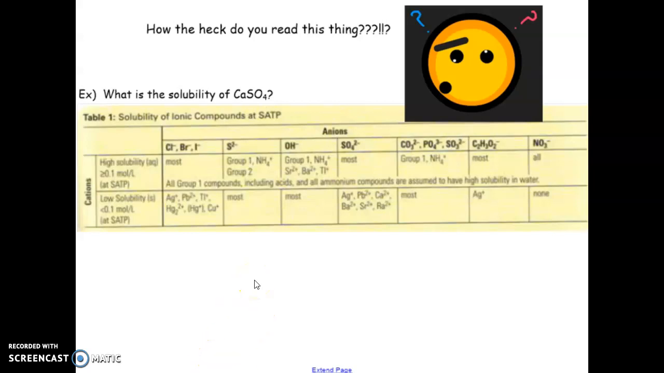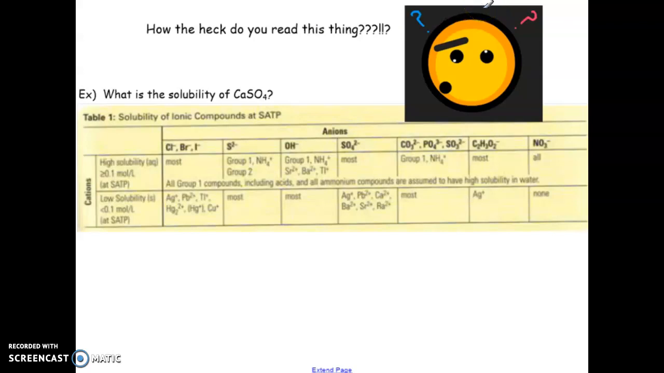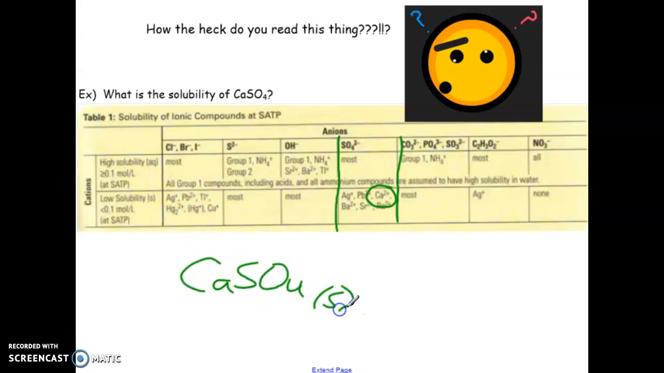Okay, so give this a try. What is the solubility of calcium sulfate? Calcium sulfate. So sulfate, right, we're looking in this column, and calcium is right here. So calcium sulfate has low solubility.